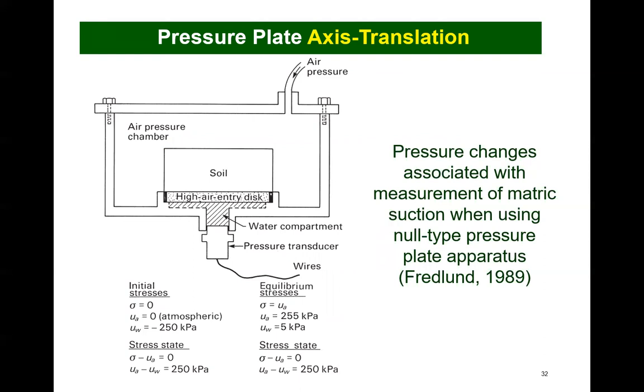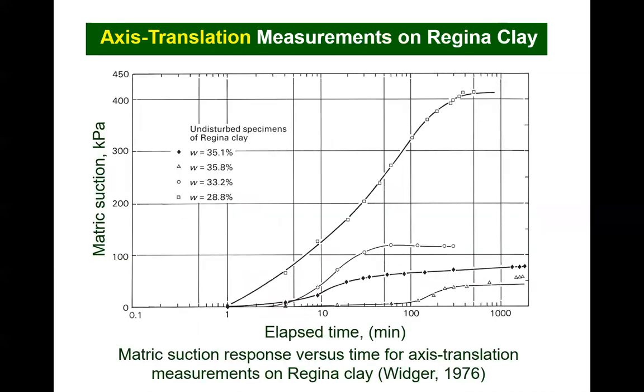A pressure transducer mounted in the base of the pressure plate apparatus allows the ambient air pressure to be elevated until the water pressure remains near zero or even positive. The following slide shows some typical matrix suction measurements using the axis translation device. This slide shows the results of axis translation measurements on 4 samples of highly plastic Regina clay.